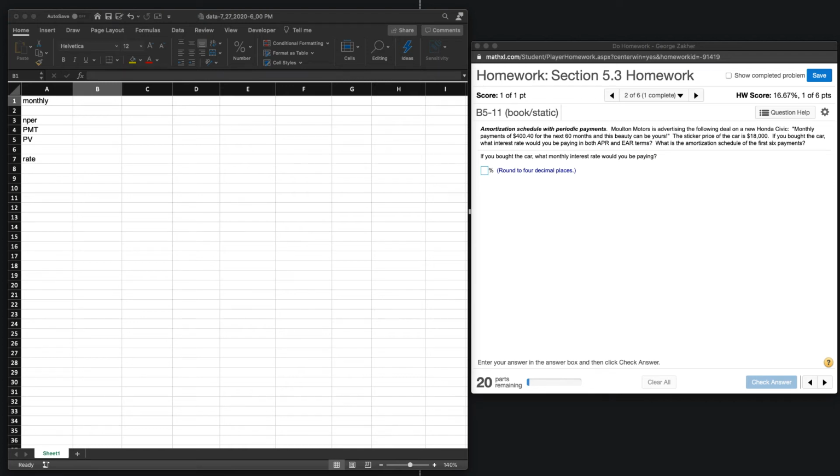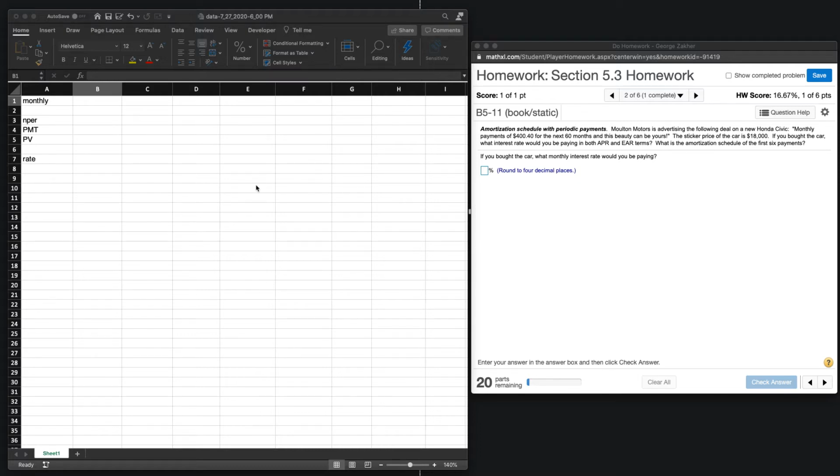Welcome to 5.3, question 11, amortization schedule with periodic payments. So here we seem to have a car dealership. They're advertising for a new Honda Civic. If you make monthly payments of $400.40 for the next 60 months, the car is yours. Now the sticker price is $18,000. So if you bought this car, what interest rate would you be paying, both APR and EAR terms? And what is the amortization schedule of the first 6 payments?